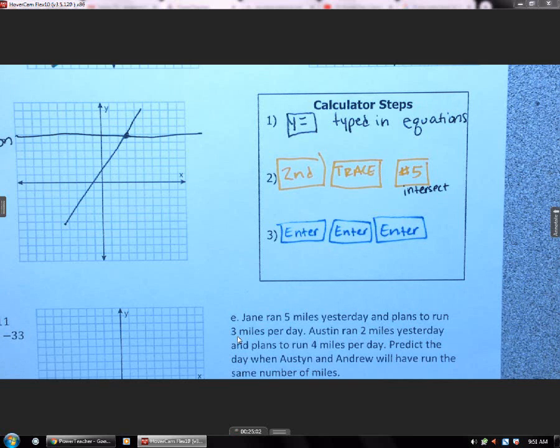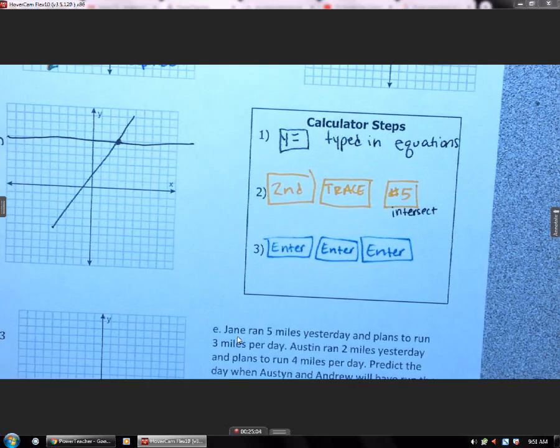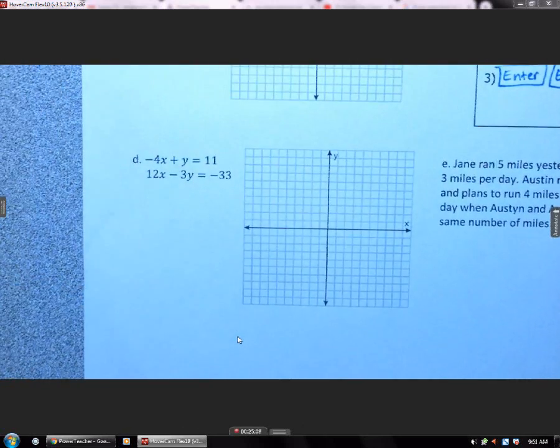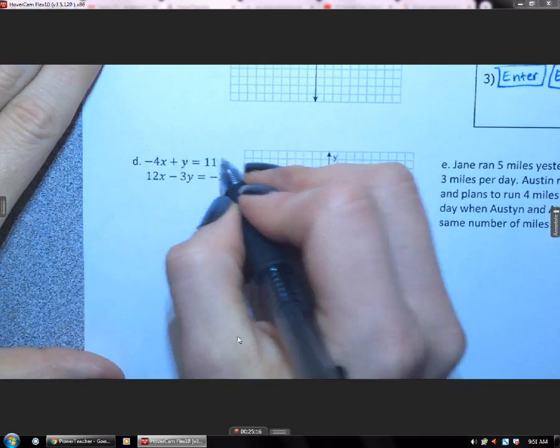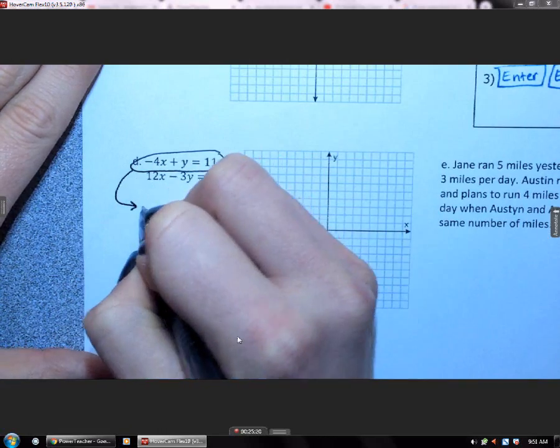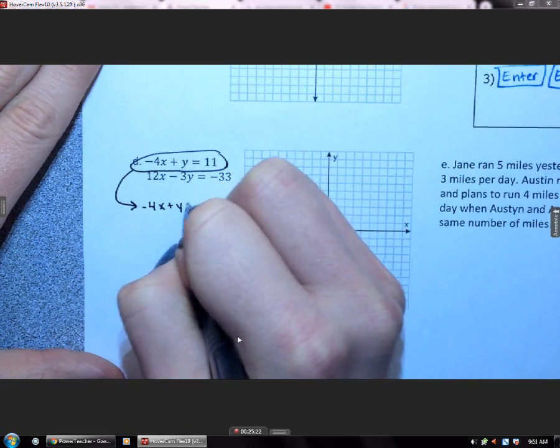Whew, let's try that again. What happens if they give you 2 examples in standard form? Oh dear. They have to be in y equals. It won't work if they're not. So we'll change this first one. Negative 4x plus y equals 11.